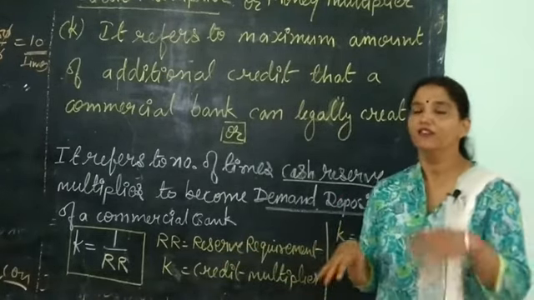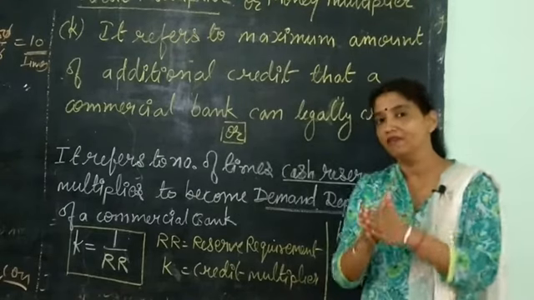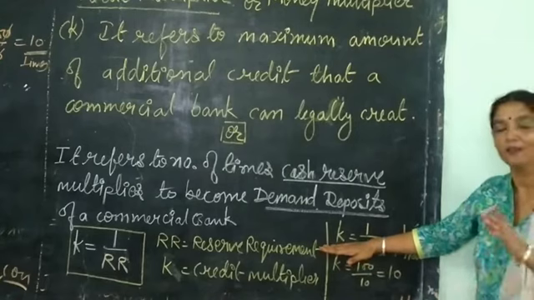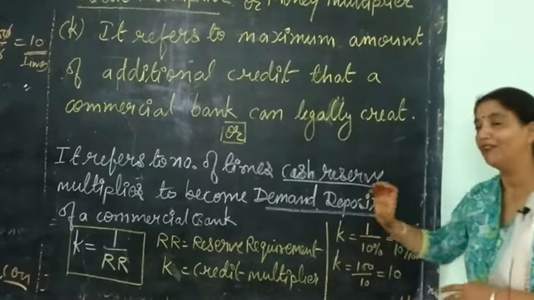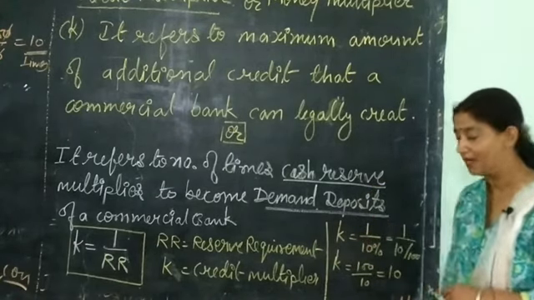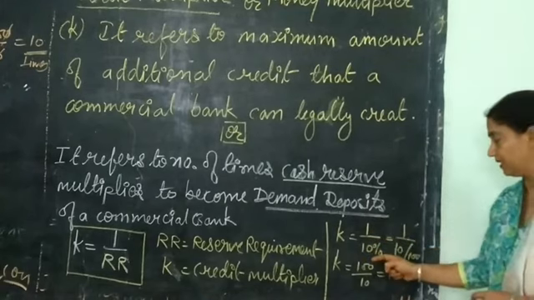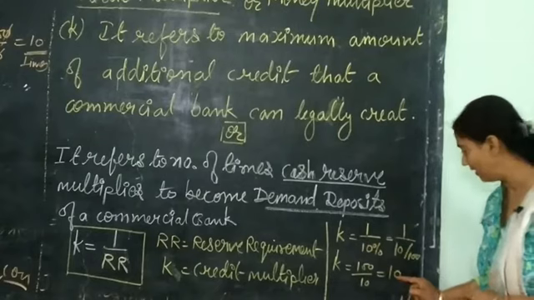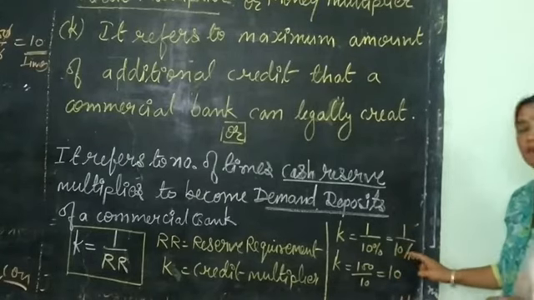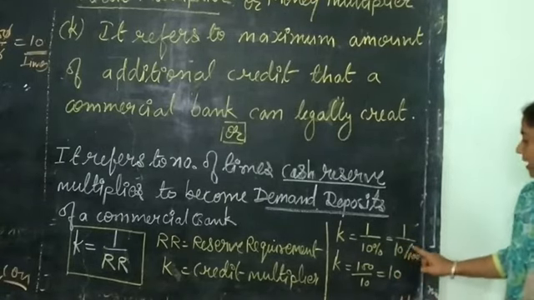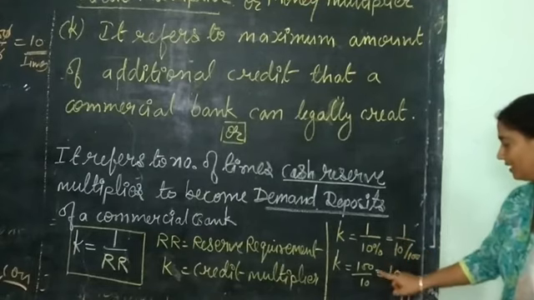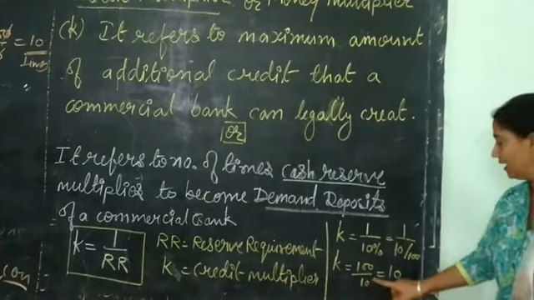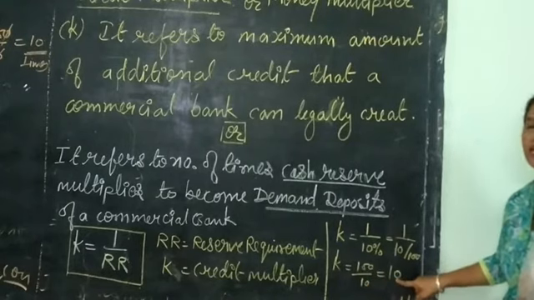Assume that for the commercial banks, the reserve requirement is 10%. In that case, the value of K will be determined by putting the value of 10% into this formula. It means 1 upon 10%. After removing the percentage sign, 10 will be divided by 100. It means 1 over 10 by 100, and by cross multiplying, we will get 100 divided by 10. The 0 will cut and K is equal to 10.